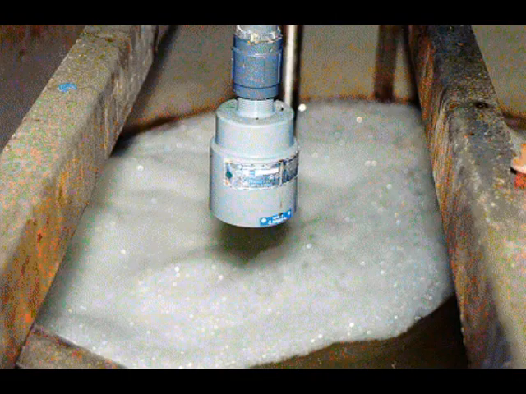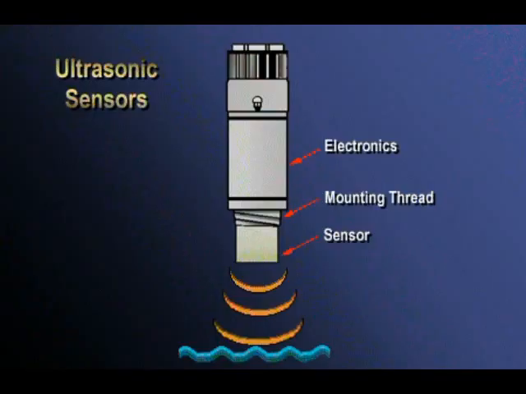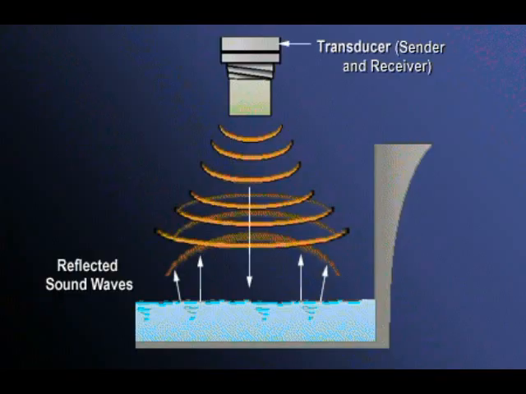More sophisticated systems than floats are available. In ultrasonic sensors, an ultrasonic transducer emits a series of pulses that are reflected as an echo from the surface of the process material. The same transducer receives the echo, and electronics compensate for temperature. Using time of flight, the electronics convert the signal into distance.